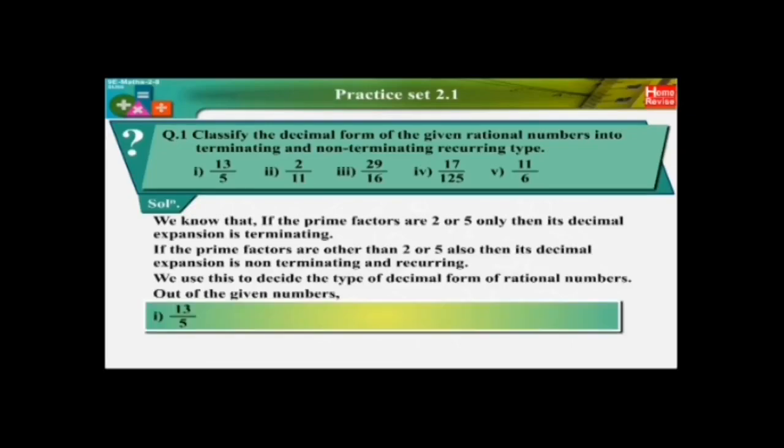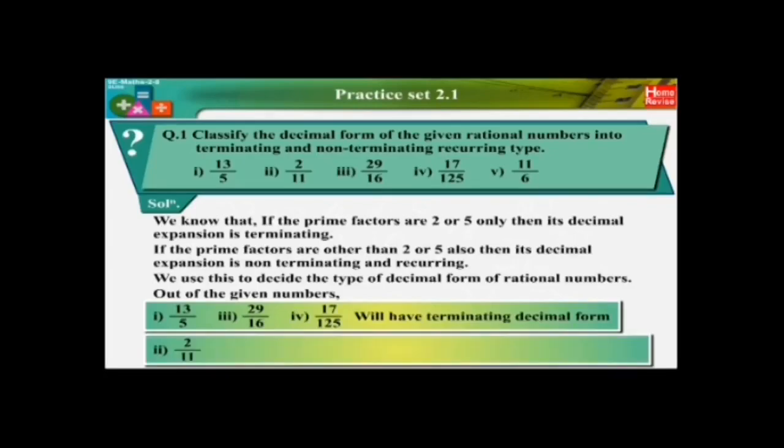Out of the given numbers, first, 13 upon 5, third, 29 upon 16, fourth, 17 upon 125 will have terminating decimal form. Second, 2 upon 11, fifth, 11 upon 6 will have non-terminating recurring decimal form.